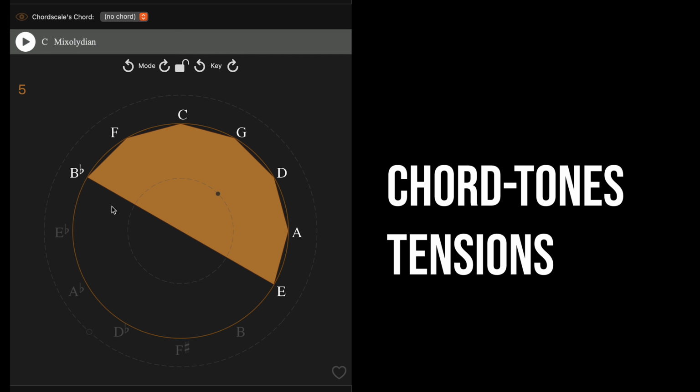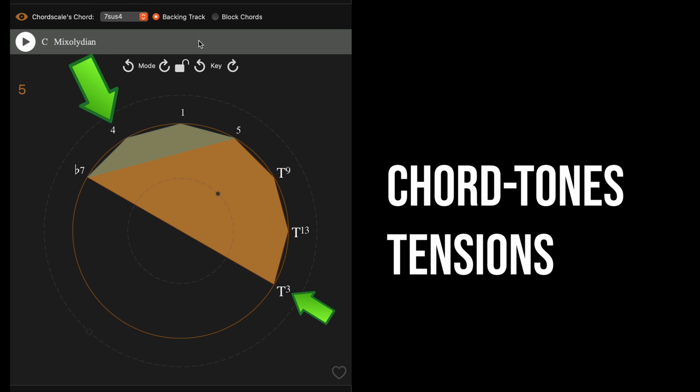A great example is Mixolydian paired with a 7 sus4 chord. Now, the 4th is a chord tone, and the 3rd is a tension. These are powerful concepts that you can use in your playing. Like on an F7 sus4 chord, treating the 3rd as a tension to improvise your lines.